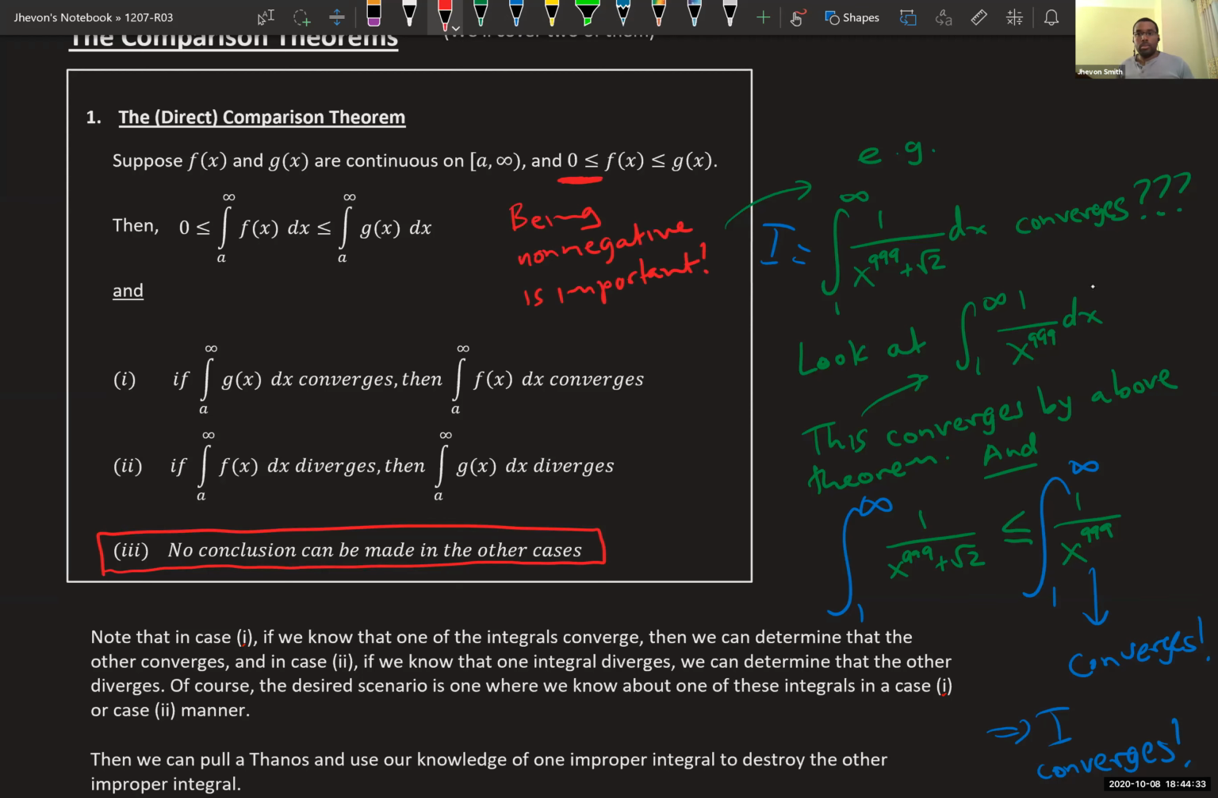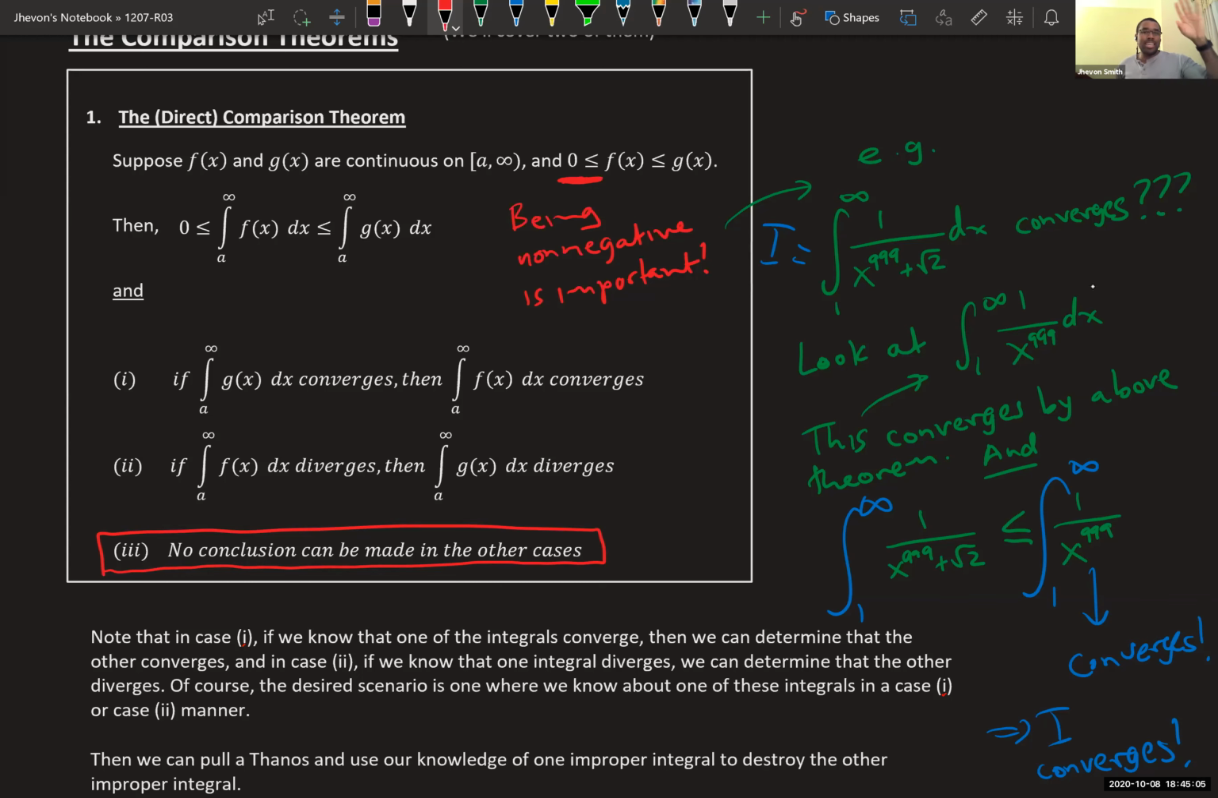Yes. How would you know that g of x is greater than f of x when you have, I don't know, 1 over x squared plus 5x, and then 1 over x squared minus 3x plus 7? How would you know? That leads us to the next comparison theorem. But in general, for this one, it's easy to tell because it's clear that the denominator on the left is larger than the denominator on the right. But yeah, you bring up an interesting point.